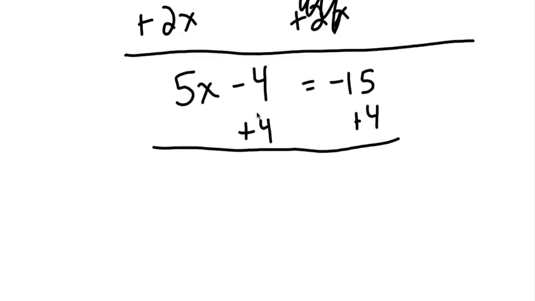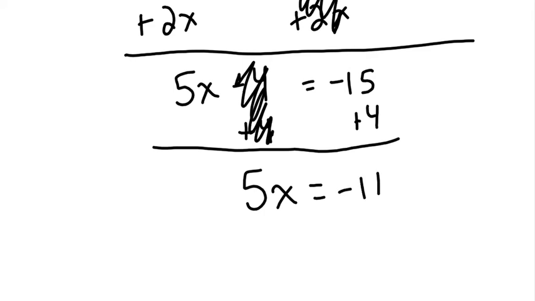So negative 4 plus 4, I'm going to add 4. This is a minus 4. So I'm going to do the opposite and add 4 to both sides. Negative 4 plus 4 is 0, so those are gone. Left-hand side is 5x equals negative 15 plus 4 is negative 11.